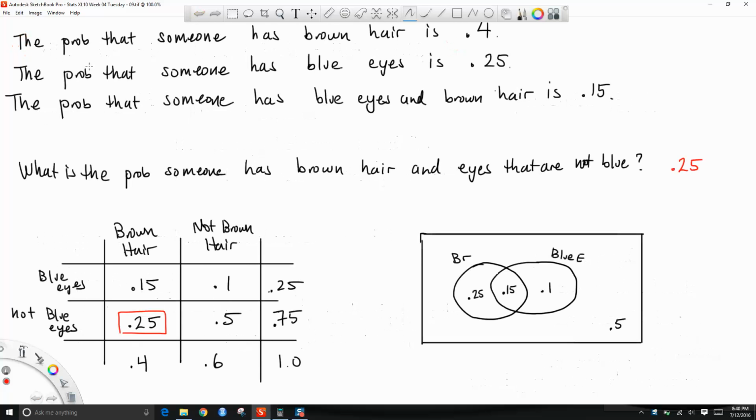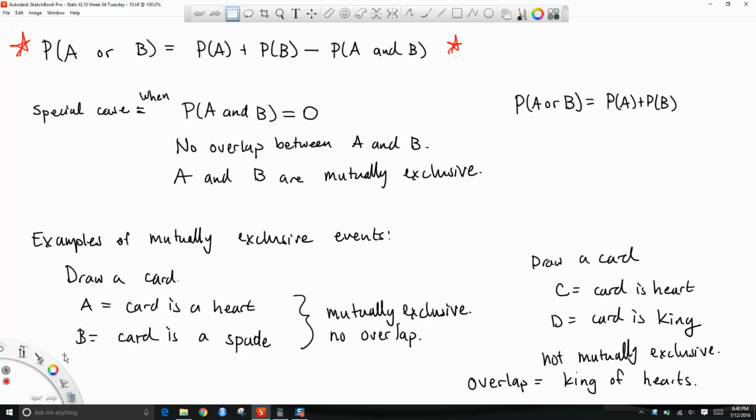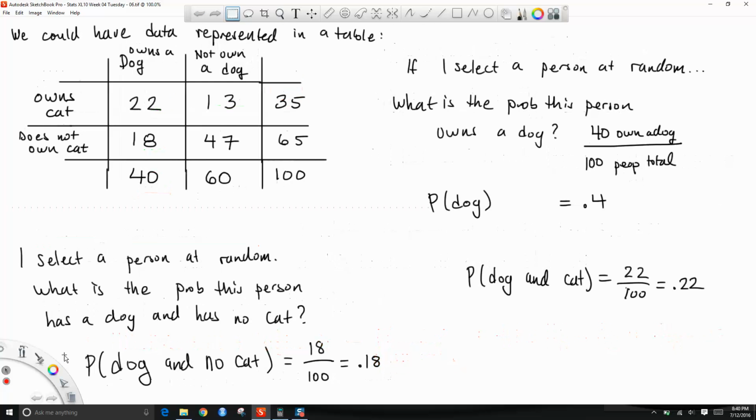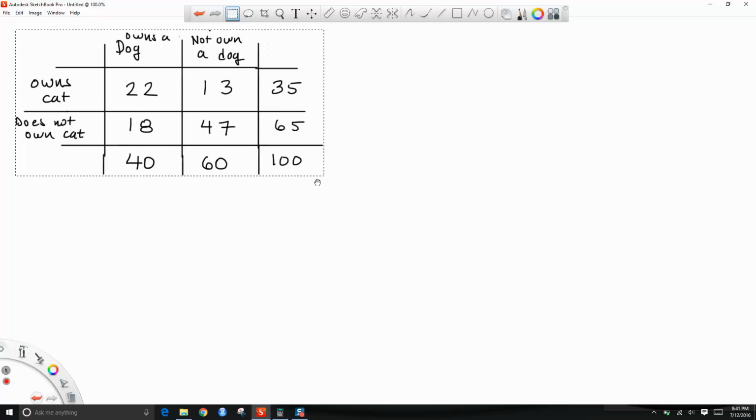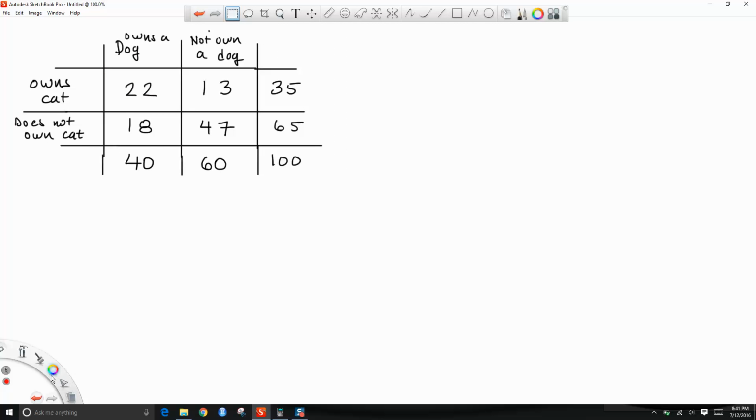Okay, so I'm going to copy this table here about the cat and the dogs. All right, so this is our information that we have about someone owning a cat and someone owning a dog, okay? And we can have what we call givens.